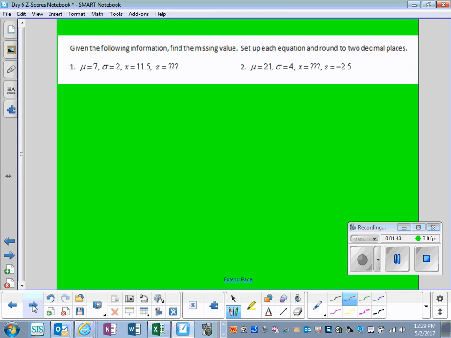So just to practice using the formula, let's do these two simple problems. Given the following information, find the missing value, set up each equation, and round to 2 decimal places. The formula is the z-score equals x minus mu divided by sigma. If I know my mu, sigma, and x, I can figure out the z-score. So z equals 11.5 minus 7 divided by 2. If I enter this whole thing into the calculator, I have 2.25. Just using the formula. Questions?